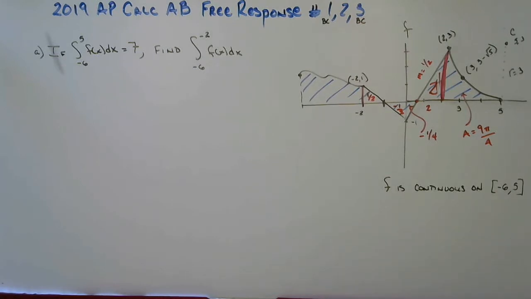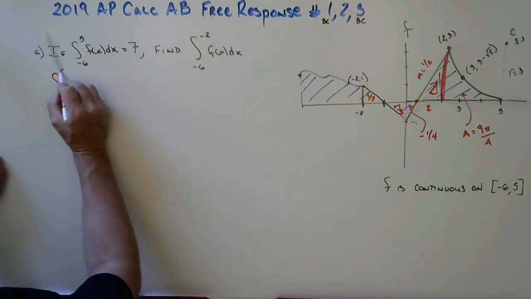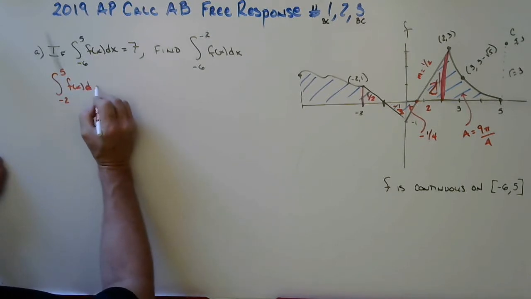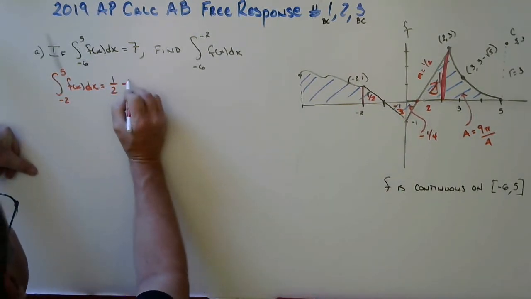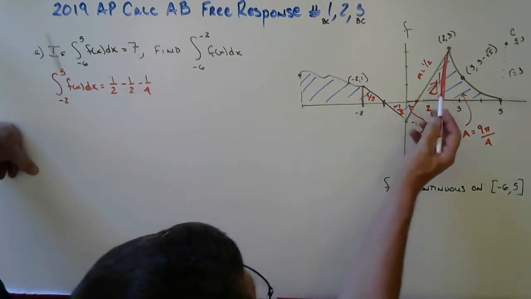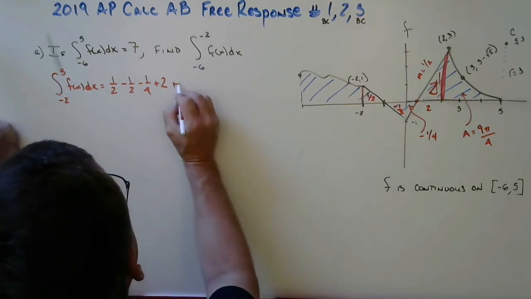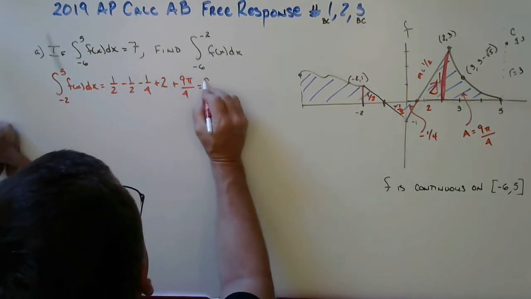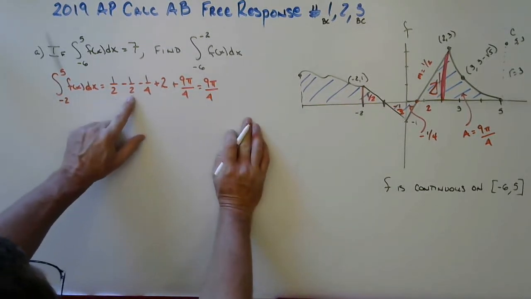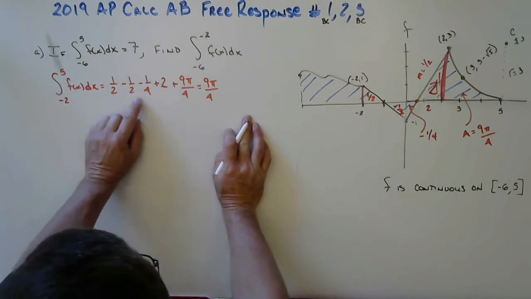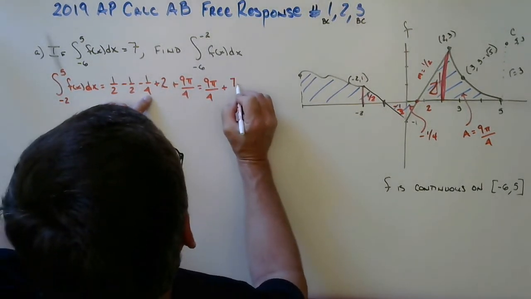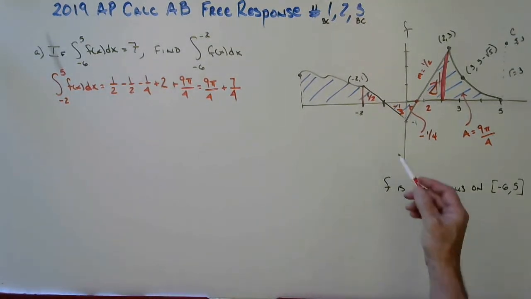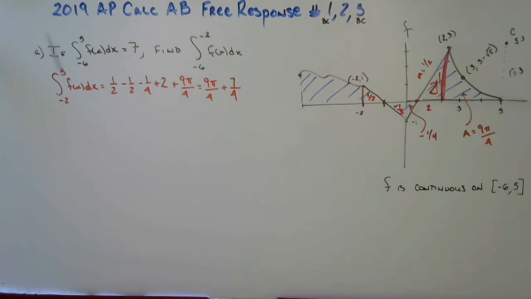So what do we know right now? We know this area, the area from -2 to 5, is going to be 1/2 minus 1/2, right? So I'll just write it all down. It's 1/2, then minus 1/2, then minus 1/4, then plus 2, and then plus 9 pi over 4. So what do we get? The half and minus half cancel. I get 2, which is 8/4, minus 1/4, so I get plus 7/4. So that's the red area, right? That's all of those added up, 7/4 plus 9 pi over 4.